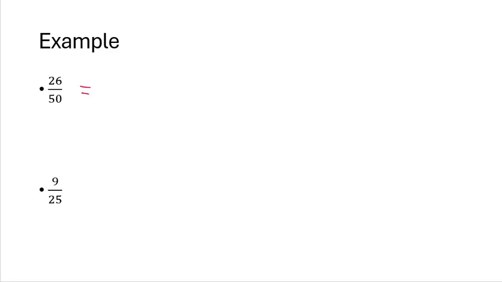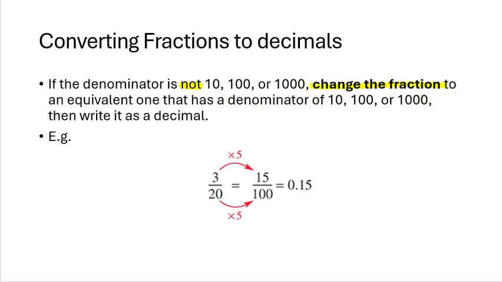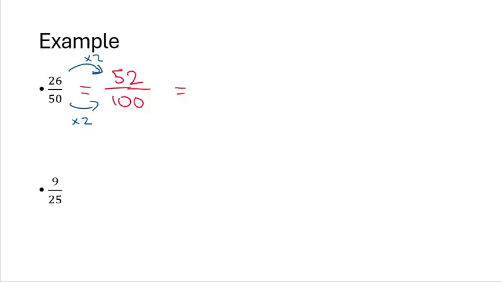So let's just go over here. I'm going to take this and put a denominator of 100. I know over here I need to times by 2, so I have to multiply the numerator by 2 as well. I end up with 52 over 100. And then because of this rule here, I can now just go backwards from the decimal point 2 times. So I end up with 0.52.